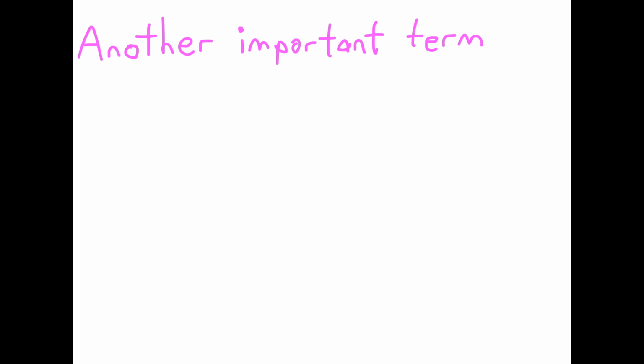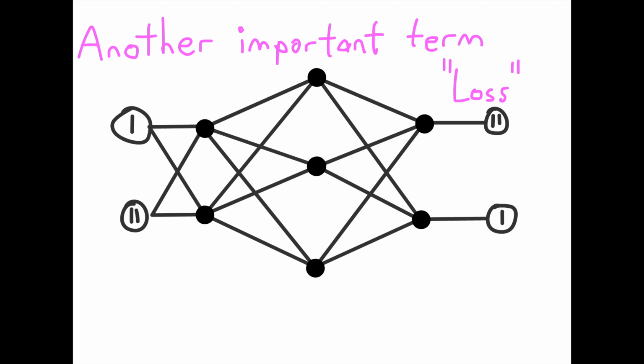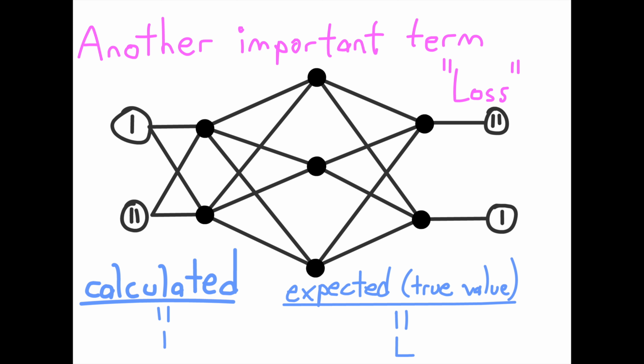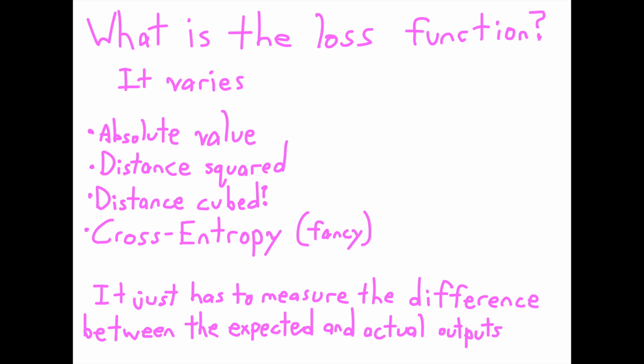Another important term to know is the loss of a network. Often it's useful to know the difference between what the network calculates and what it was expected to calculate, so what the correct output is. That difference is called the loss. There are different theoretical ways to calculate loss, but that's what it measures.